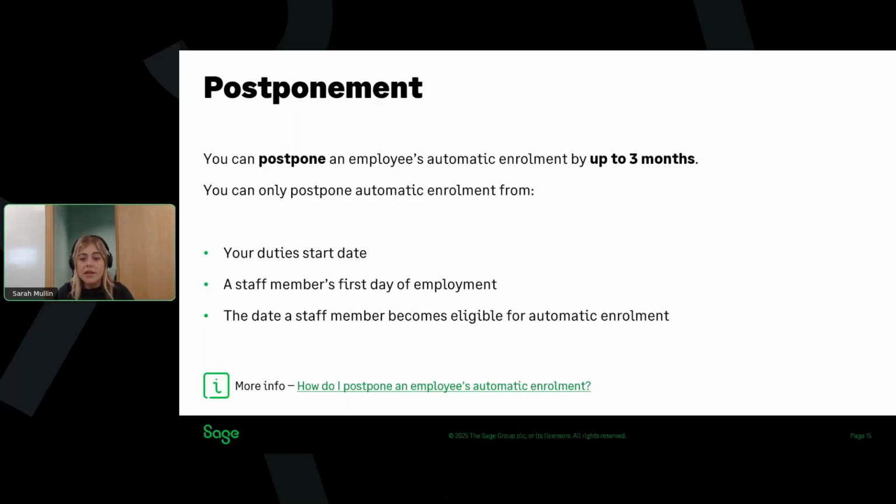So postponement first, you can postpone an employee's automatic enrolment, and that is by up to 3 months. But it is only in specific situations. So you can do it from your duty start date. You can do it from a new starter's first day of employment, or from the first day an employee becomes eligible. So might be if someone has started and they haven't met the criteria, but then a few months down the line, they become eligible, you can use postponement in that scenario as well.